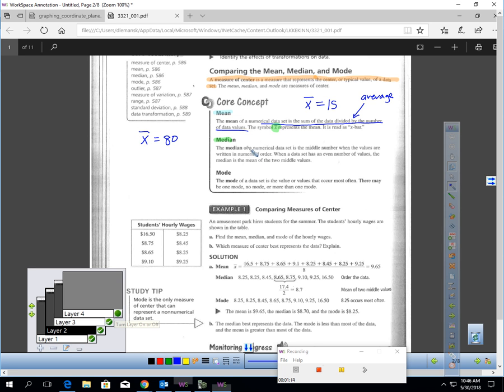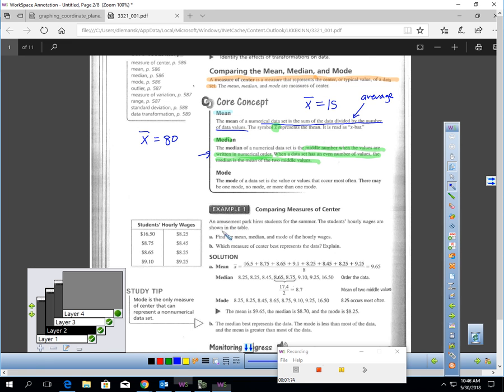The median is another way to measure the center of data. And the median of a numerical data set is the middle number when the values are written in numerical order. So I know you found median before. You arrange the numbers from lowest to highest and you pick the middle number. Now you got to be careful. When the data set has an even number of values, the median is the average of the two middle values.